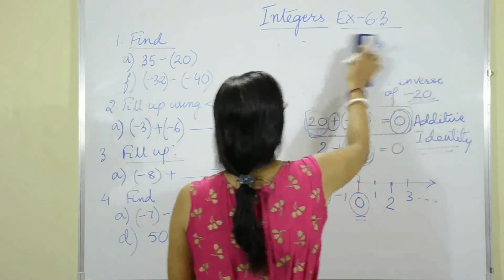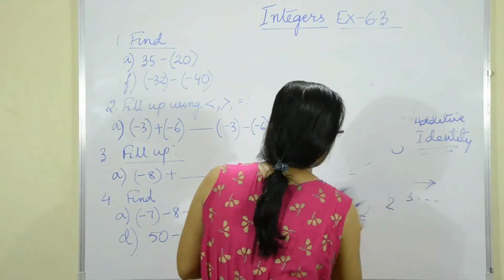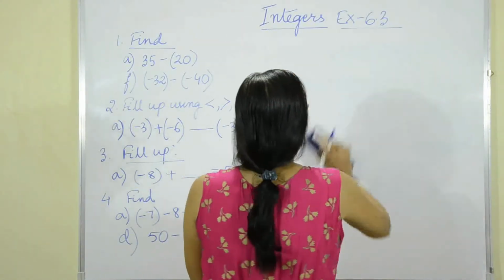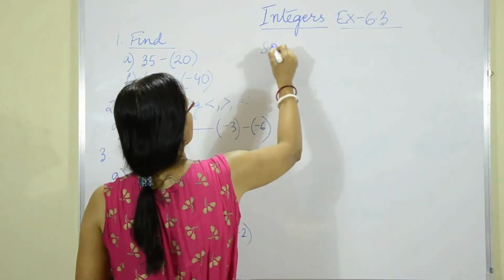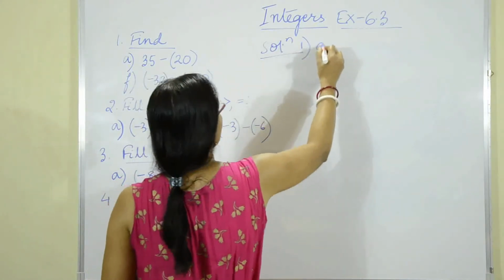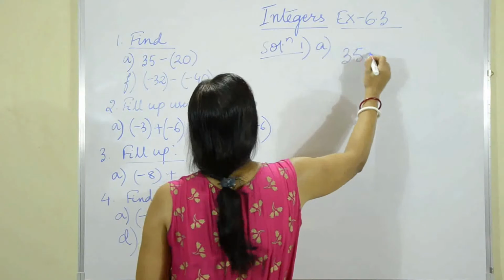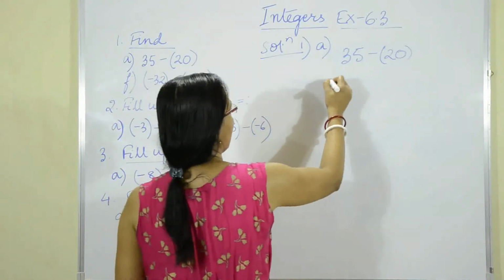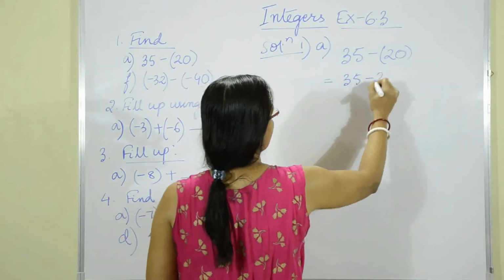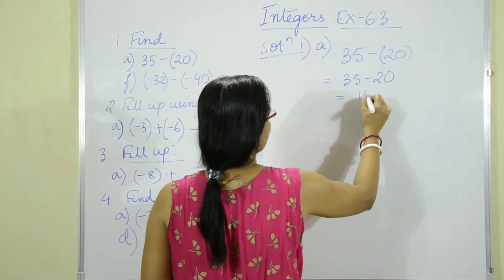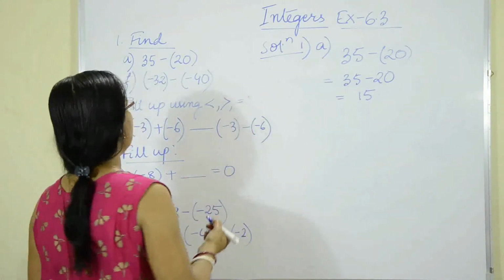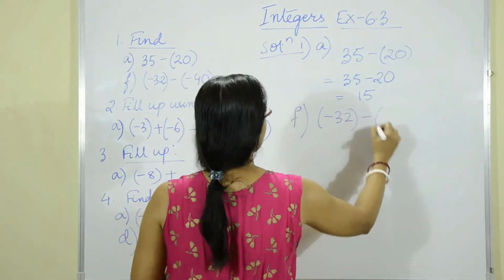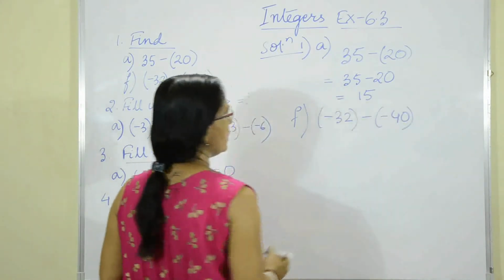Now here let us start from number 1. The question says here 35 minus 20. Solution 1, A number, 35 minus 20. The first thing is to remove the bracket. So I am removing the bracket. It becomes 35 minus 20, and now it is very easy. We know it is 15, right. This type of calculations are very easy for you. Now B number, minus 32 minus of minus 40.